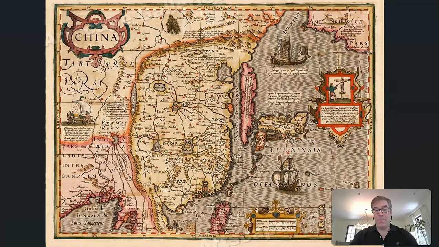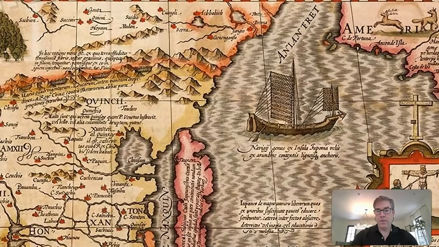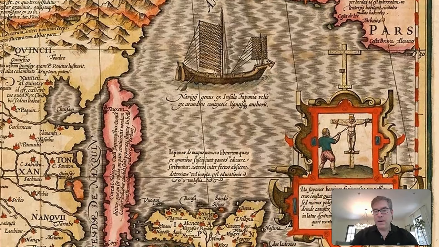Madeline showed a map like this of China, an antique map of China. You can see part of Tartary in the west, part of America in the east, and in between you can see the Anian Strait. And you can see here a picture of Jesus Christ's crucifixion. Why is that presented where it is on this antique map?